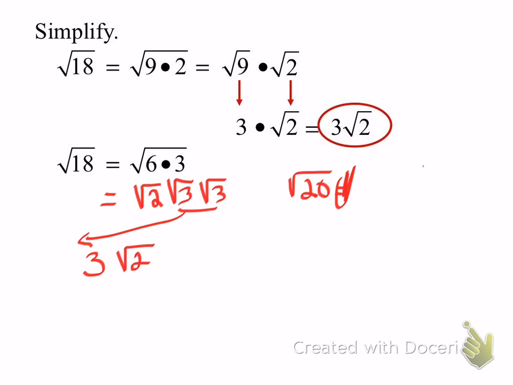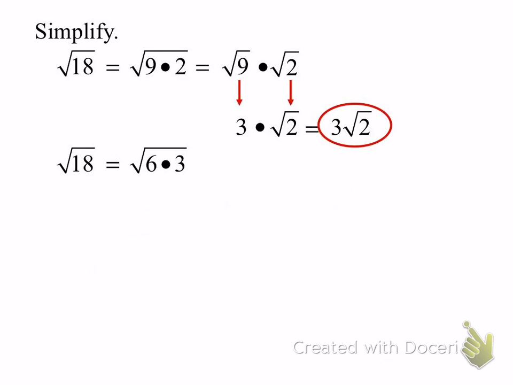So that's one method, but I think it's easy if you just start looking for those perfect squares, like 9 is in it, and go right to the square root of 9 is 3. I actually skipped this step. I just write it right away as radical 9 times radical 2, and then simplify underneath.